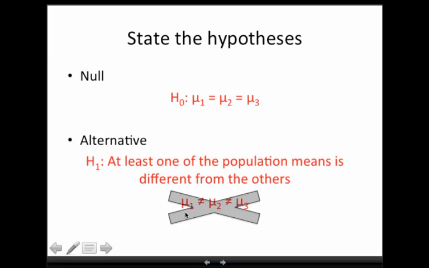You don't want to simply say that group 1, group 2, and group 3 are unequal, because that doesn't capture all of the possibilities that you could have for an alternative hypothesis. You could have group 1 and group 2 being equal, but group 2 and group 3 being unequal, or group 1 and group 3 being unequal. So this doesn't capture enough information or all of the alternative hypotheses that you could have. So you want to say at least one of the population means is different from the others.